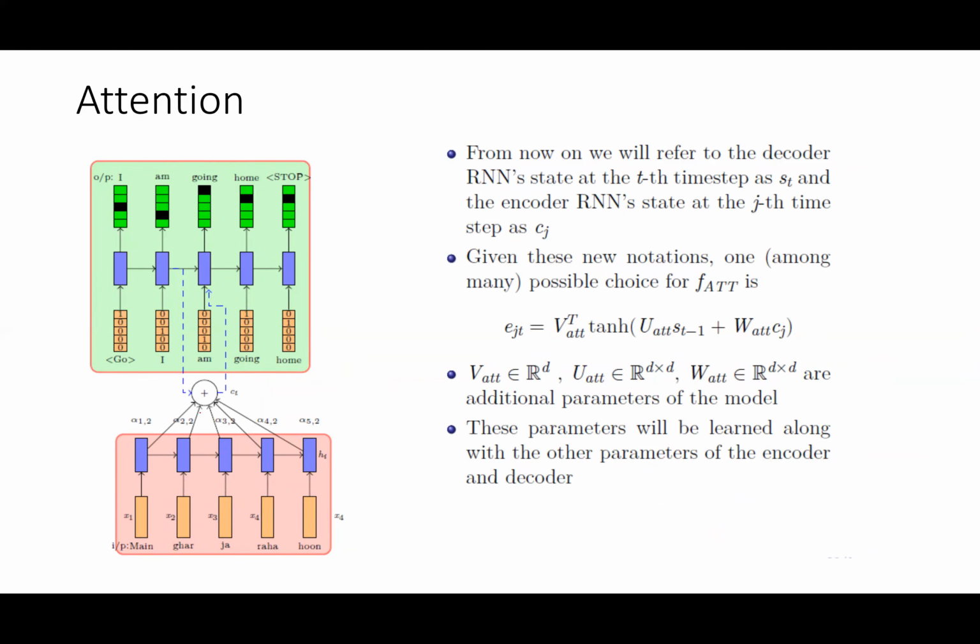To get the attention factors, one idea is, for example, assume that I want to give an additional input here. That additional input is a vector, for example, the vector ct.